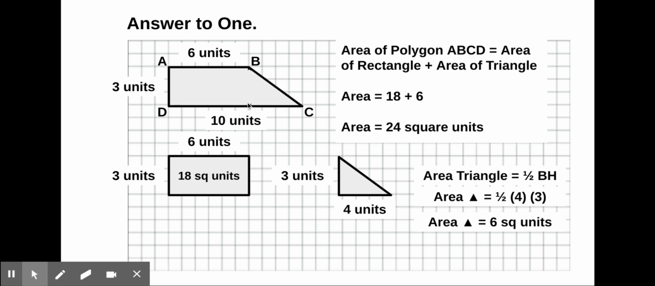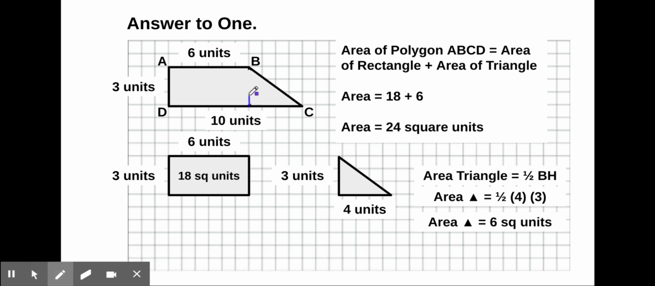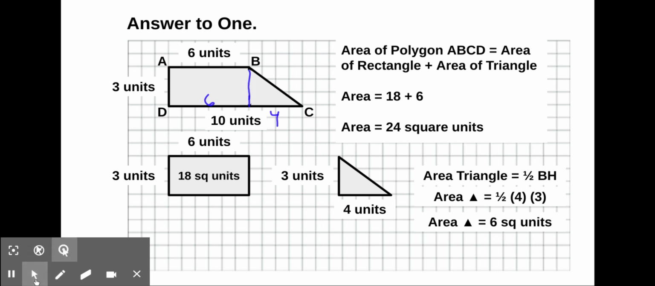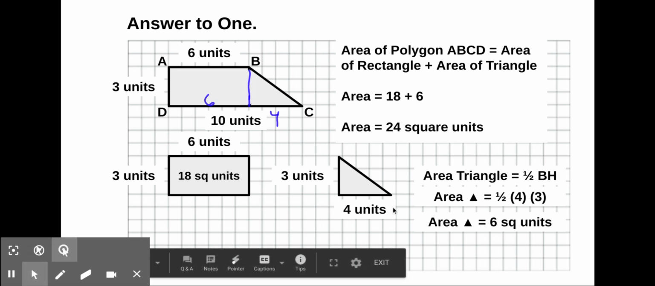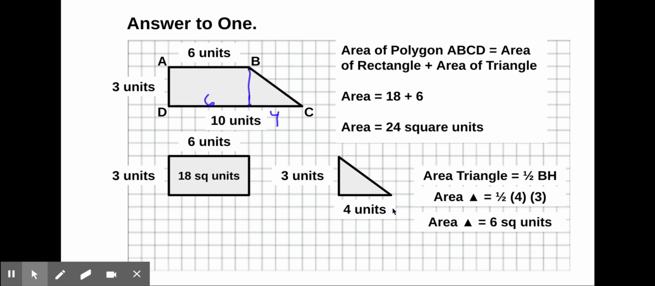And so we see that right here, we were doing a little division here, and we put a little mark right here. Well, it's 6 units here. So going up, if it's 6 units out of a total of 10, then this is 4 right here. And so you can break it down. And so our triangle, 3 times 4 is 12. Remember, area of triangle, half of that, and so is 6. And so 18 plus 6, 24 square units.